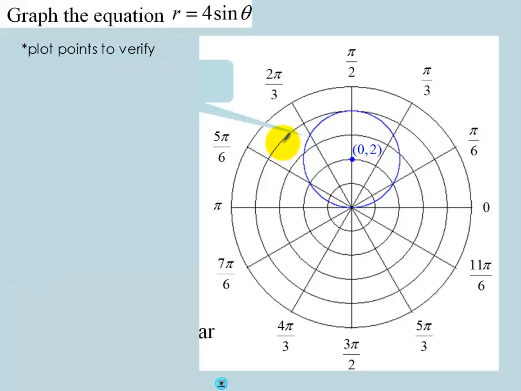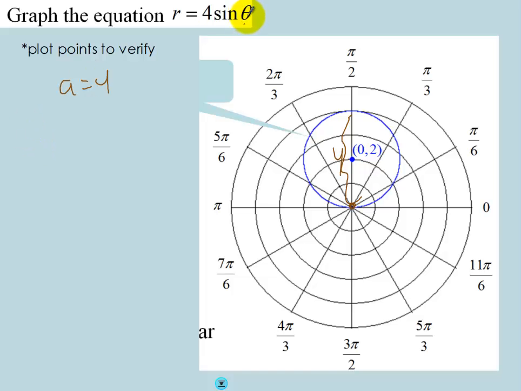So let's actually look at an example here. If I want to graph the equation r equals 4 times sine of theta, in that case, my a is going to equal 4. And so your circle is going to start on the origin, and since it's positive 4, the diameter here is going to be 4. And if we want to, we can always plot a few points to verify this.